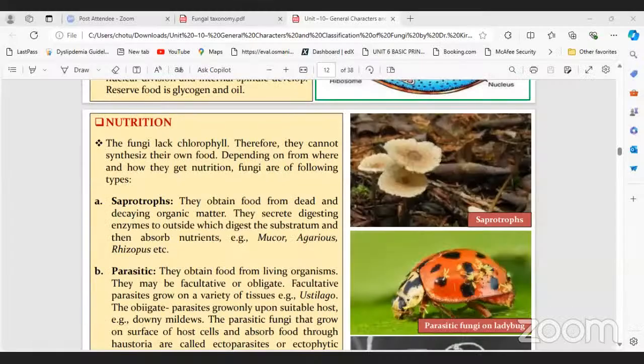Fungi are saprophytic or parasitic. But what type of nutrition is present in fungi? Fungi lack chlorophyll, therefore they can't synthesize their own food material. That's why they are called heterotrophs, not autotrophs. These are the heterotrophic fungi.